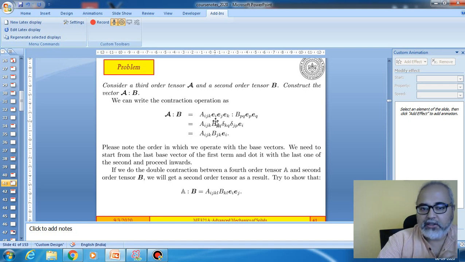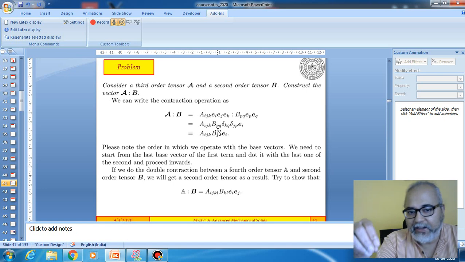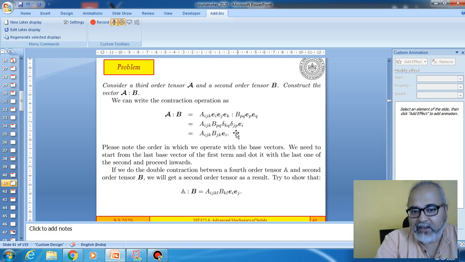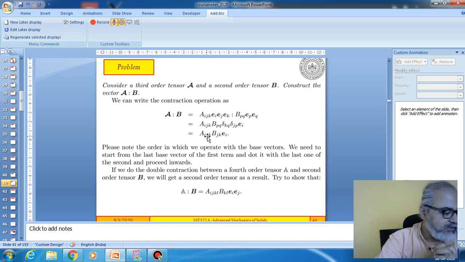So this is the contraction order that we are going to follow. If you don't follow this, you would get a different set of indices here. You need to be consistent with the order in which you operate, so that you always get the same ordering of indices as I have got here. Otherwise, you will get a different ordering. So this is how you operate on tensors.